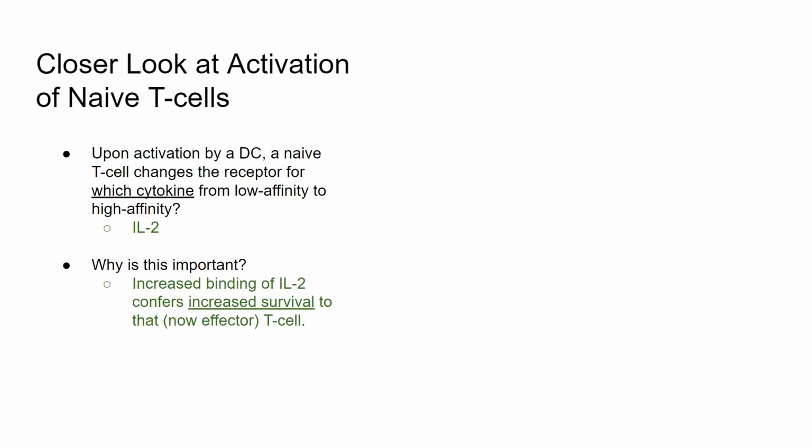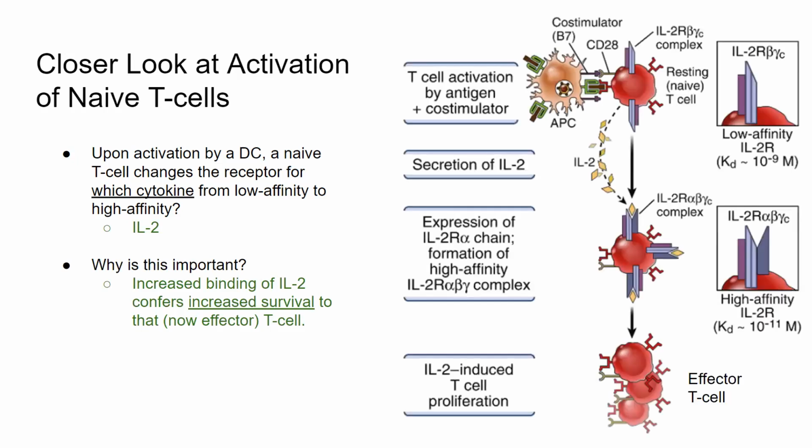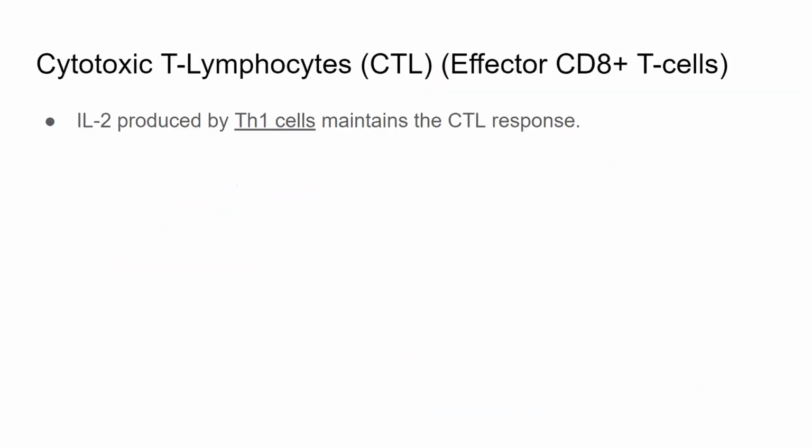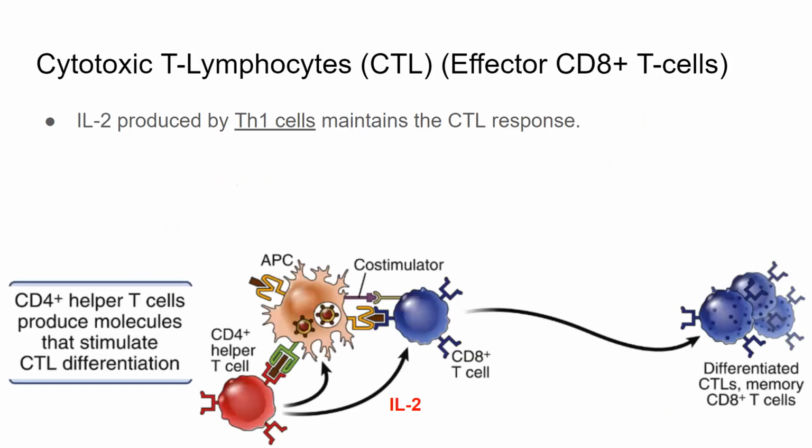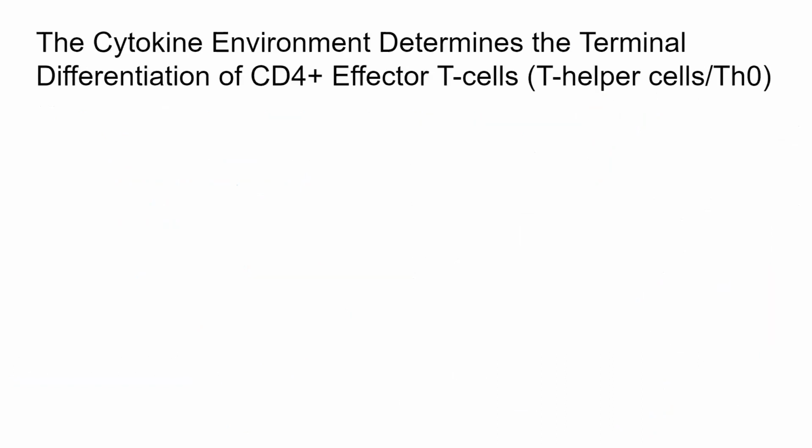So, why is this important? Okay. This is another picture from Dr. Drescher's lecture of that receptor becoming high affinity. Does that make sense? We're going to hammer IL-2 until the cows come home. It's important. Okay, let's look at cytotoxic T lymphocytes a little more. This is the same thing, just IL-2 is especially important for those cytotoxic T cells to maintain their survival.